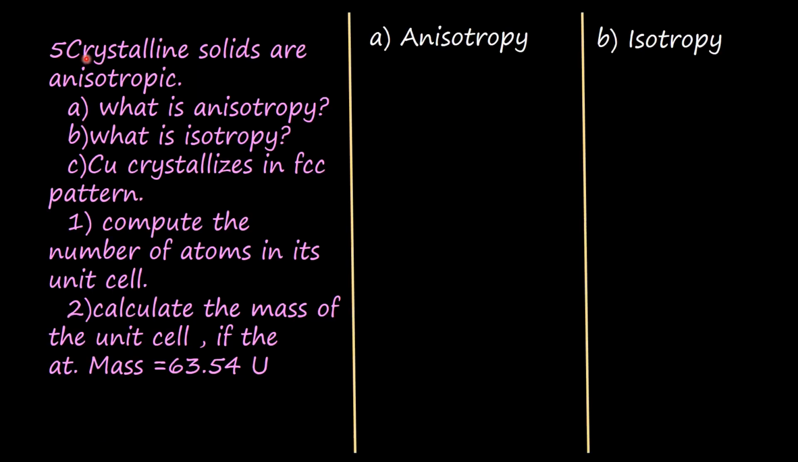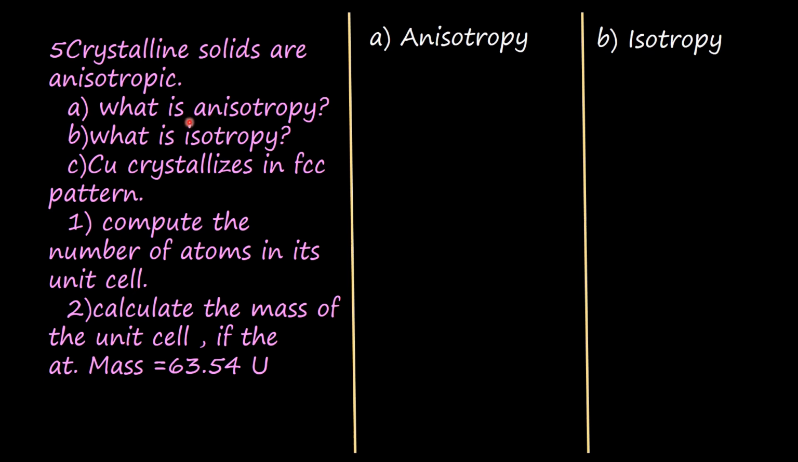Next question. Crystalline solids are anisotropic. What is anisotropy? What is isotropy? Copper crystallizes in FCC pattern. Compute the number of atoms in its unit cell. Calculate the mass of the unit cell if the atomic mass is equal to 63.54 U. There are a large number of sub-questions here.